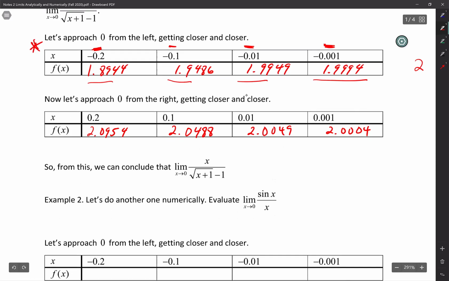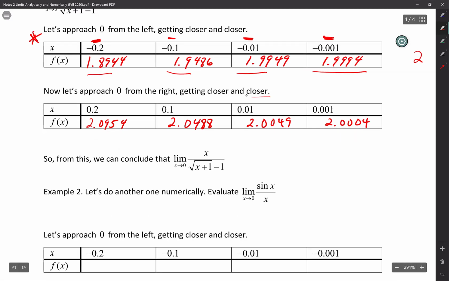And then it says, now let's approach 0 from the right, getting closer and closer. So maybe you're probably used to having a table with x values increasing in value. But remember, this is not a normal table. All we're doing is getting closer and closer to 0. So 0.2, 0.1, 0.01, 0.001. If I wanted another one, I would say 0.0001. Because I'm getting closer and closer to 0, but from the right side. Does that make sense to you guys? Yes. Perfect. So we're getting closer and closer to 0 from the right side.